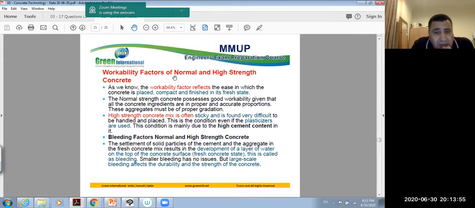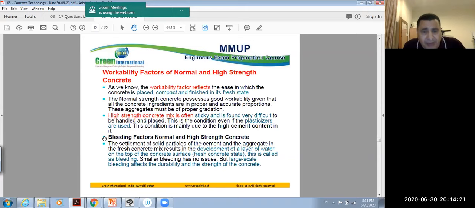Workability factors for normal and high strength concrete: as we know, workability reflects the ease with which concrete is placed, compacted, and finished in the fresh state. The normal strength, all of these ones, guys, you can read it. High strength concrete mix is often sticky.